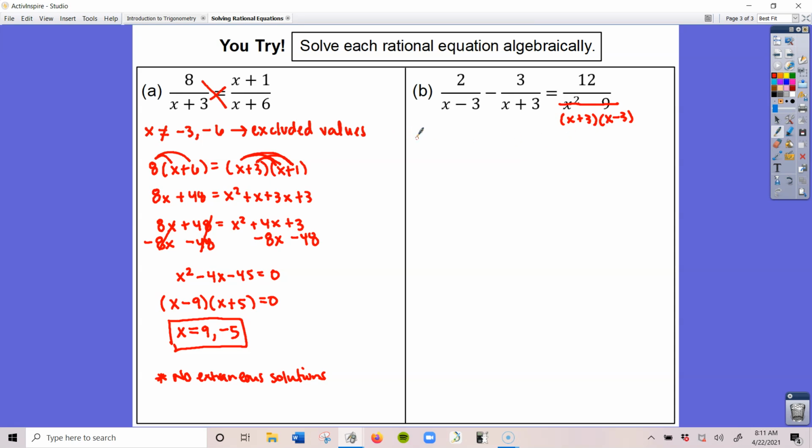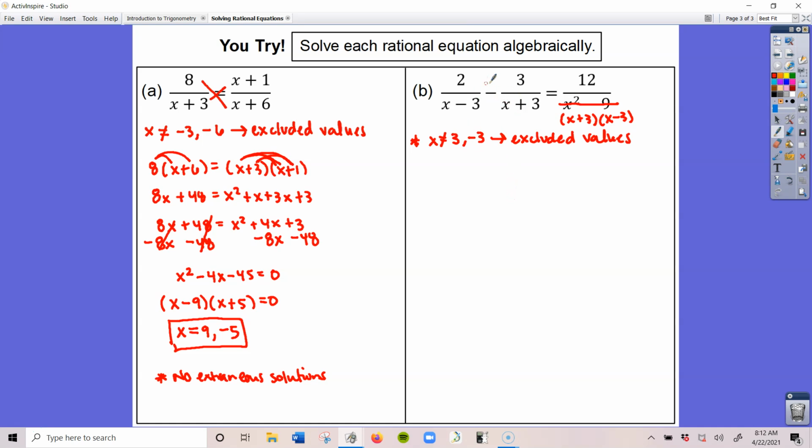Now I'm going to determine my excluded values. When I look here at this denominator, I get that x cannot equal positive 3, and here that x cannot equal negative 3. These two factors are the same as these two, so it's the same excluded values. So I have those two. x cannot equal 3 or negative 3.